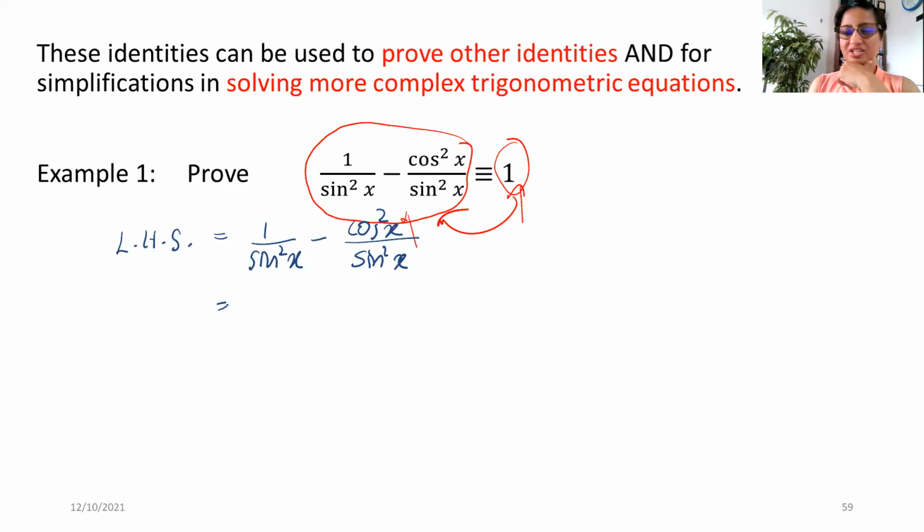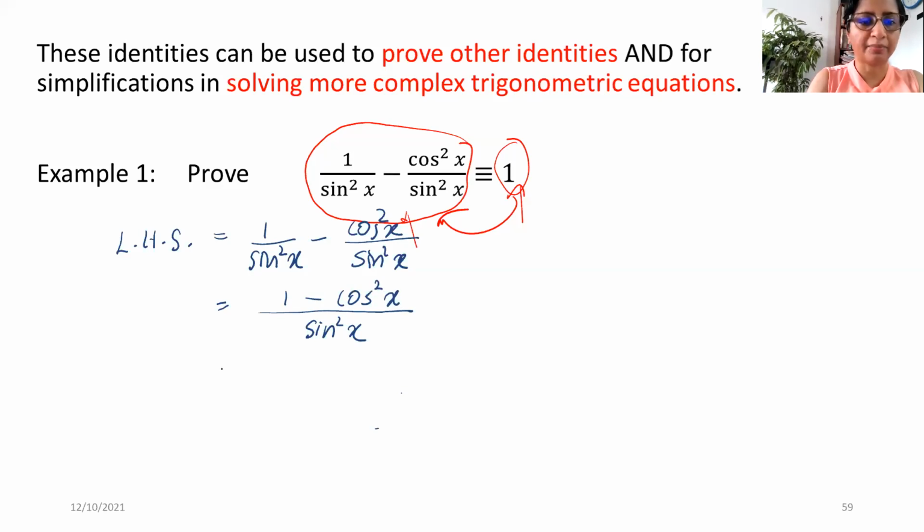So any suggestions? What can I do first? Because now these are 2 fractions and both fractions have the same denominator. Sine squared x, sine squared x. I can very easily combine these 2 into 1 fraction. Did you notice that I can write it as one fraction with 1 denominator because they both have the same denominator? And then I have here 1 minus cos squared x.